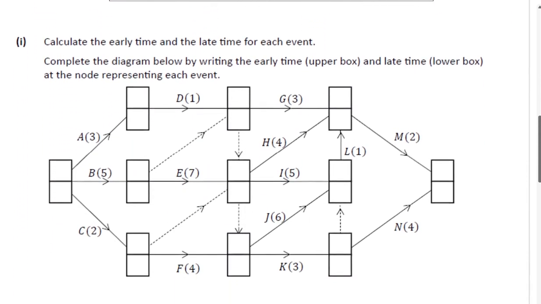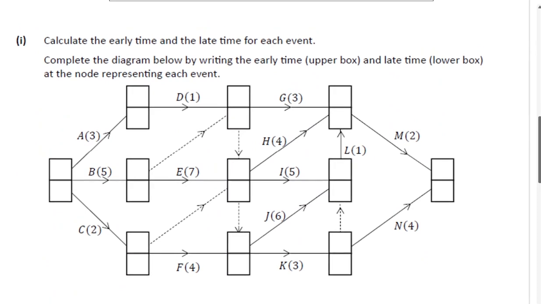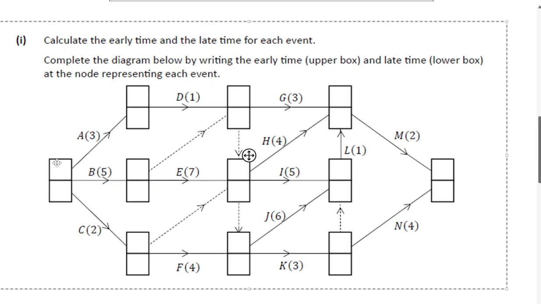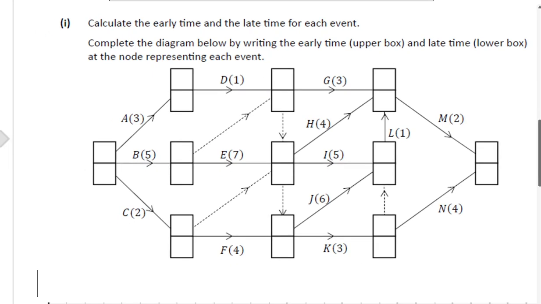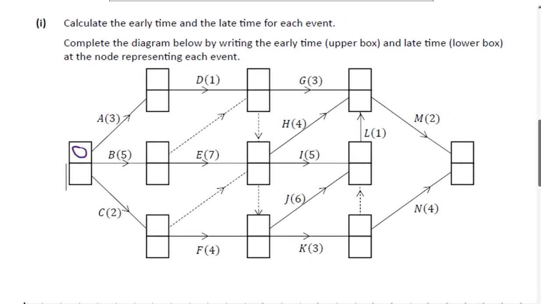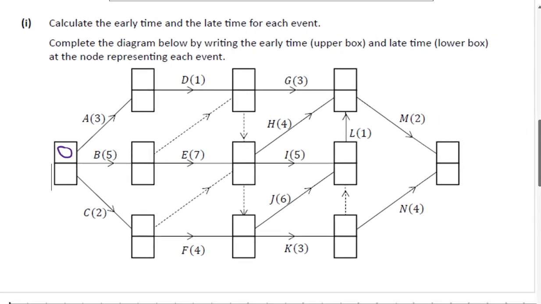So we want to calculate the early and late time for each event. Complete the diagram by writing the early time and the late time at the node representing each event. Anyway, the early time here is 0. That's the early time for the start, because that's when the clock starts.